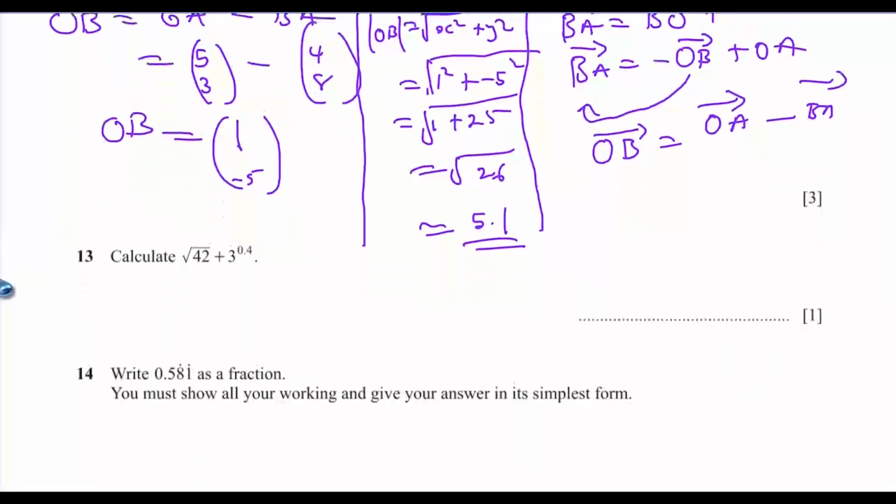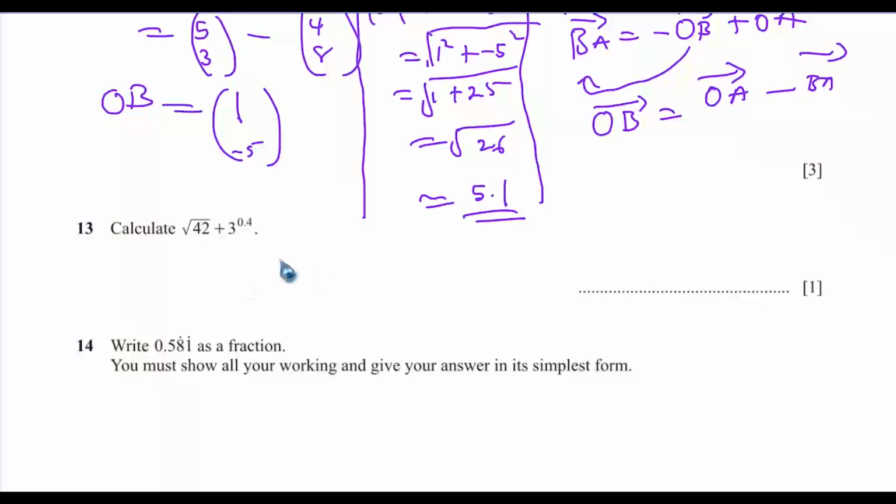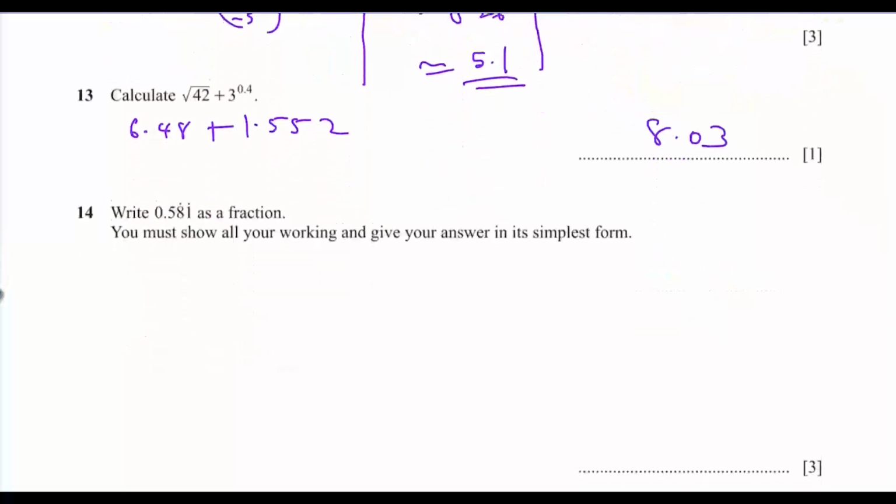Then question 13, calculate this. You can easily make use of your calculator and you get your answer straight away. This is 1 mark. So root 14 is 6.48. Add 3 to the power of 0.4, which is 1.552. You add them together, you have 8.03, and you can use your calculator straight away and get your answer.